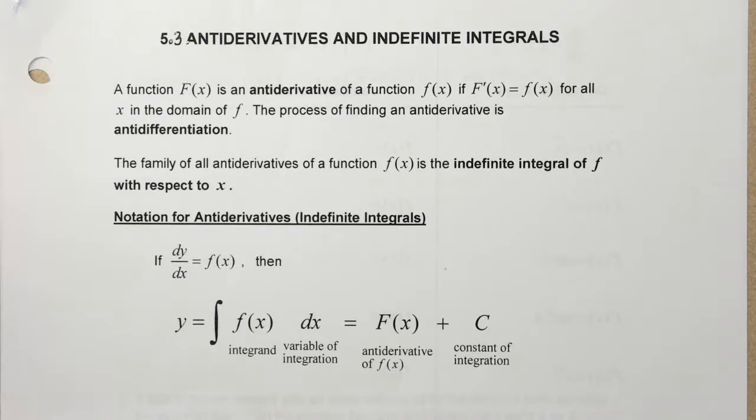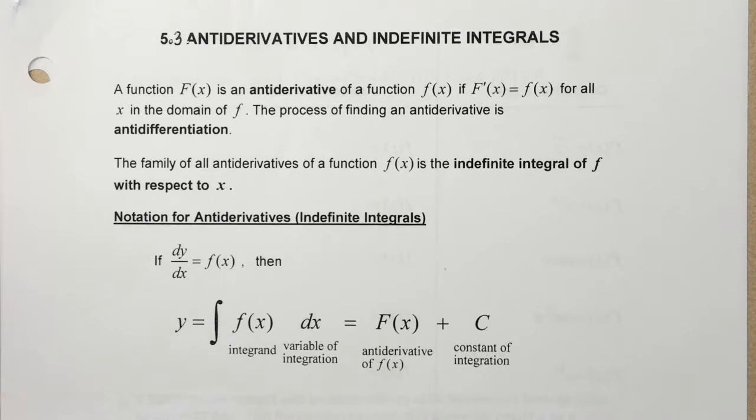Section 5.3, Antiderivatives and Indefinite Integrals. A function capital F of x is an antiderivative of a function f of x if capital F prime of x is equal to f of x for all x in the domain of f. The process for finding an antiderivative is called antidifferentiation. The family of all antiderivatives of the function is the indefinite integral of f with respect to x.